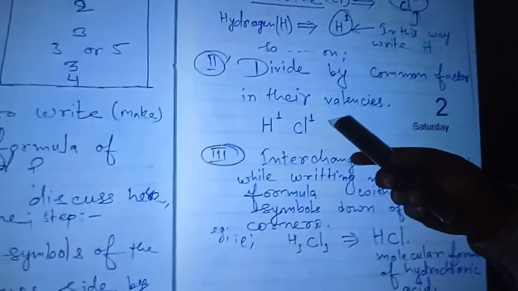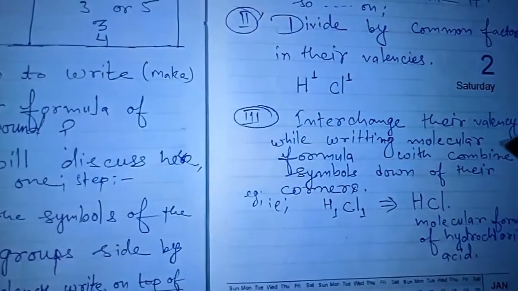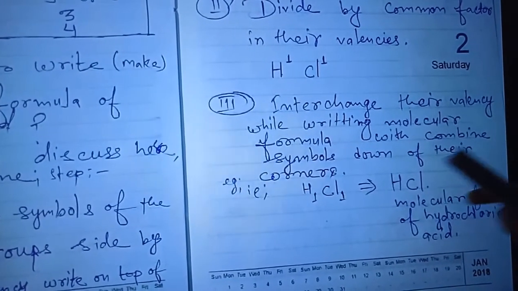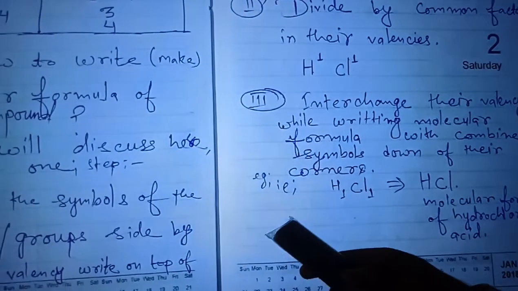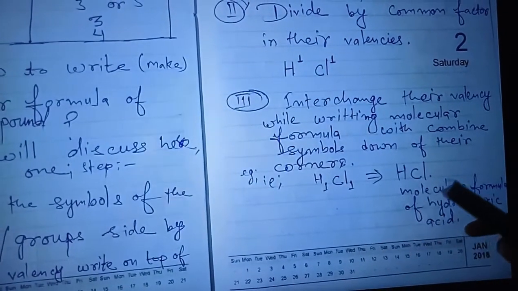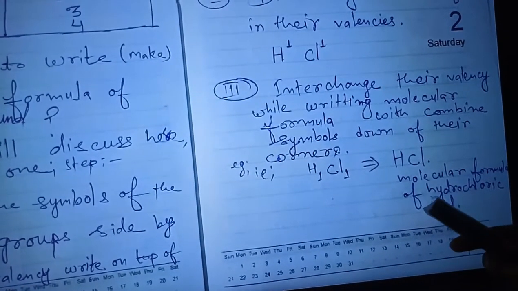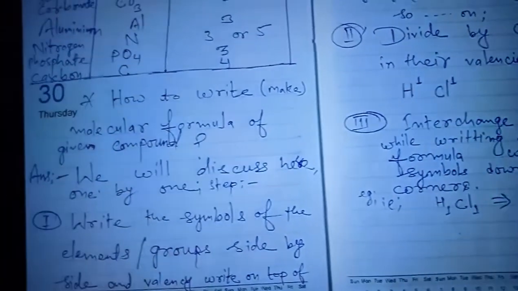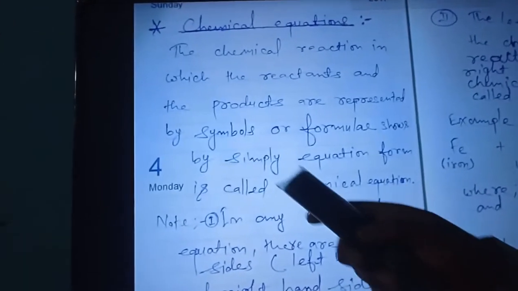Second step: divide by the common factor in their valencies. H1 Cl1. Then, in the third step, interchange their valencies while writing the molecular formula, with the combined symbols and the valencies down at their corners. Here H1Cl1 represents HCl, which is the molecular formula of hydrochloric acid. In this way, we make molecular formulas of different compounds.